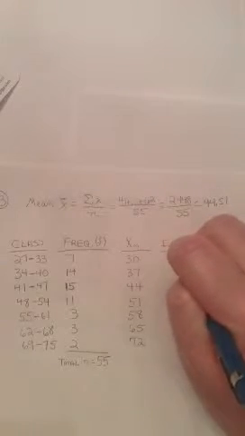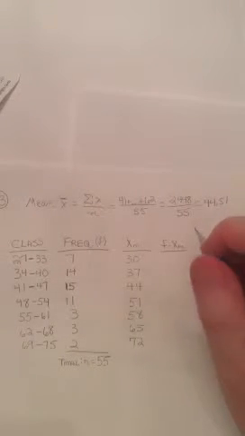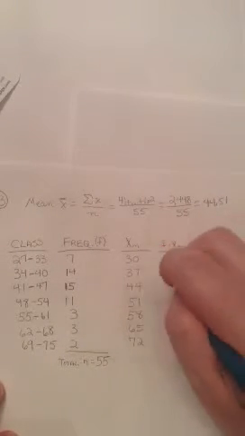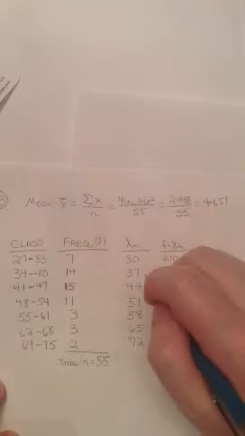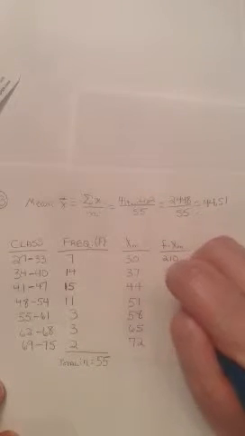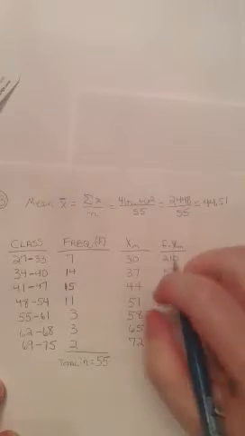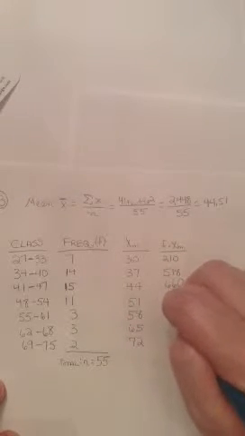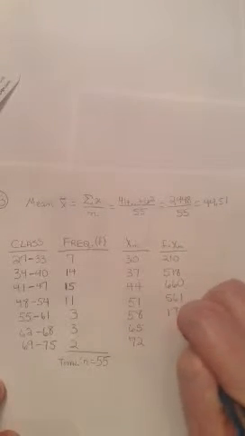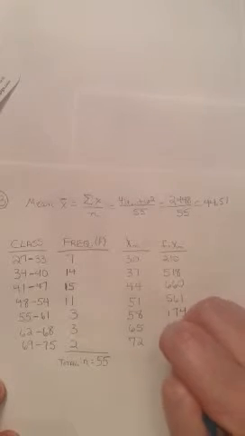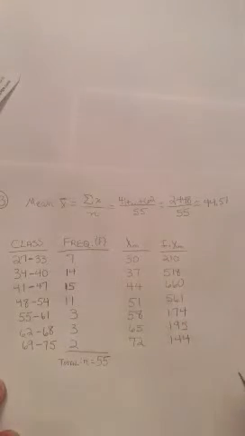And now we form yet another column, and this will be for taking the product of the frequency and the corresponding midpoint. So we have 7 times 30, that will be 210. 14 times 37 is going to be 518. 15 times 44, we have 660. 11 times 51, we have 561. 3 times 58 is going to be 174. 3 times 65 is going to be 195. 2 times 72 is 144.